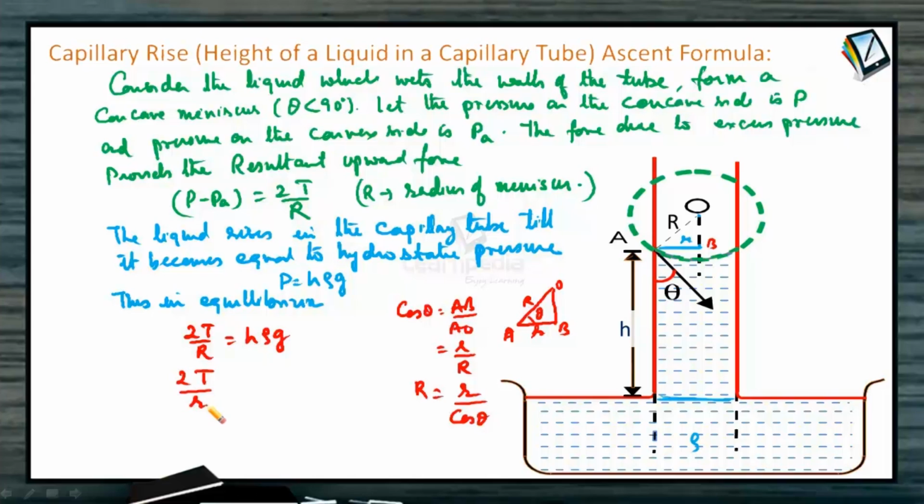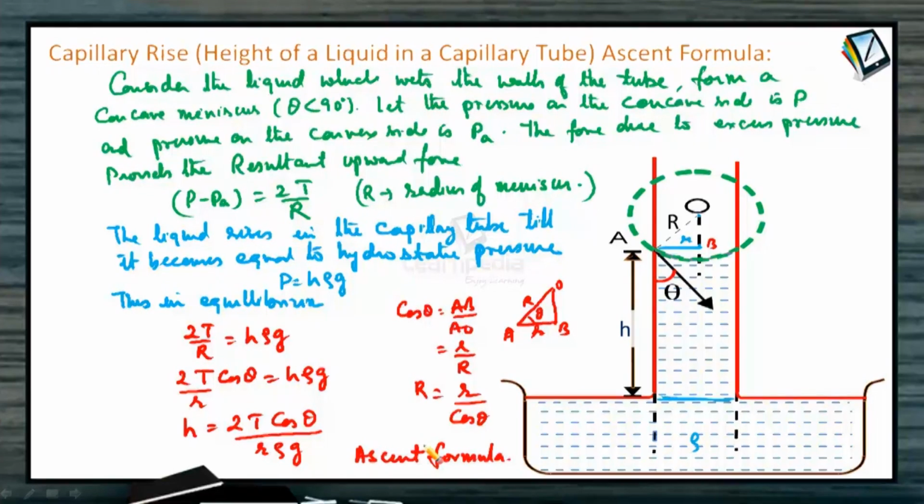2T by (r by cos theta) is equal to H rho G. The height to which the liquid will rise we can calculate as H equals 2T cos theta by r rho G. This expression is called the ascent formula.